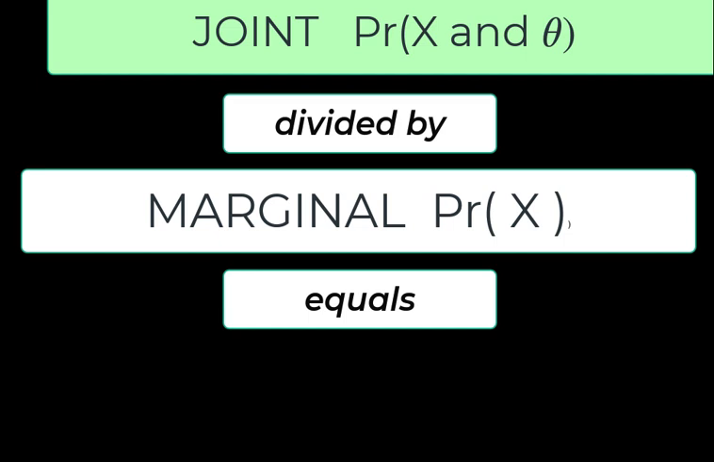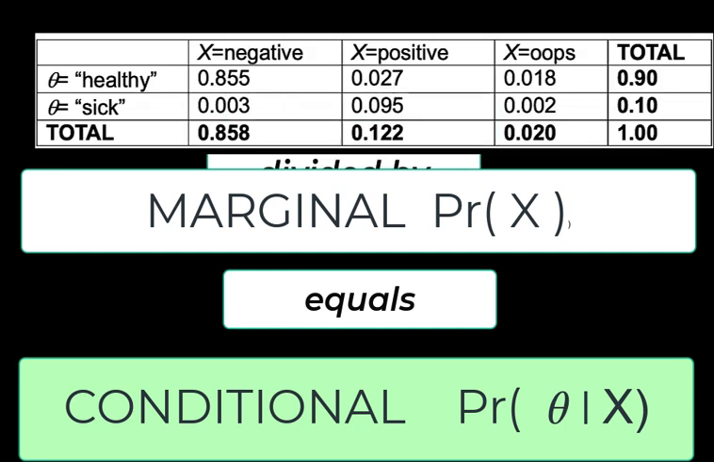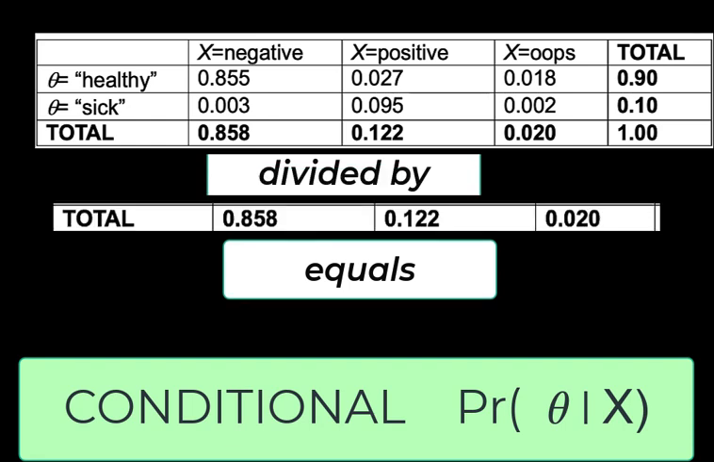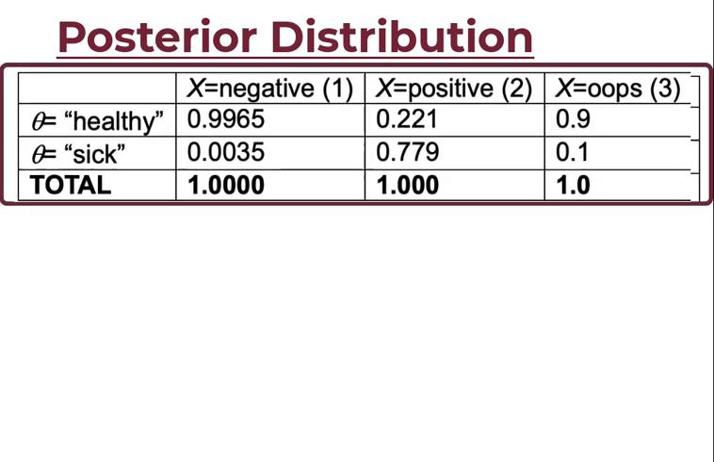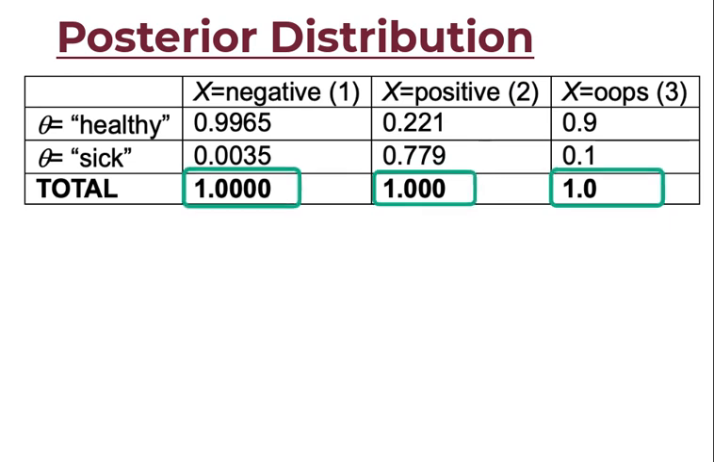So, before we had conditional times marginal equals joint. Now we already have the joint distribution. We'll divide it by the other marginal to get a different conditional distribution. Joint divided by marginal equals conditional. The result is called the posterior probability because it's posterior to, that is, after learning what x is. And that's going to be exciting because that's when we're beginning to be able to use probability to make good decisions and influence the world.